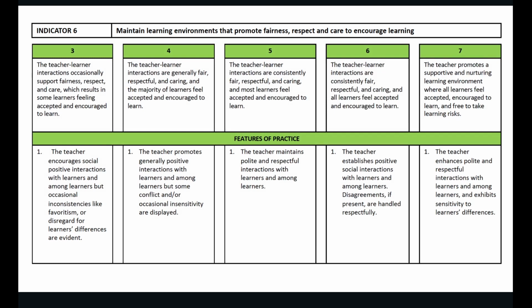Two things are being manifested. Number one is the respect for each other, the ability to take into consideration the differences of the learners, and number two is that there will be no favoritism among them. And the teacher really promotes a supportive and nurturing learning environment wherein all learners feel accepted, encouraged to learn, and free to take learning risks. So basically, that's indicator 6.